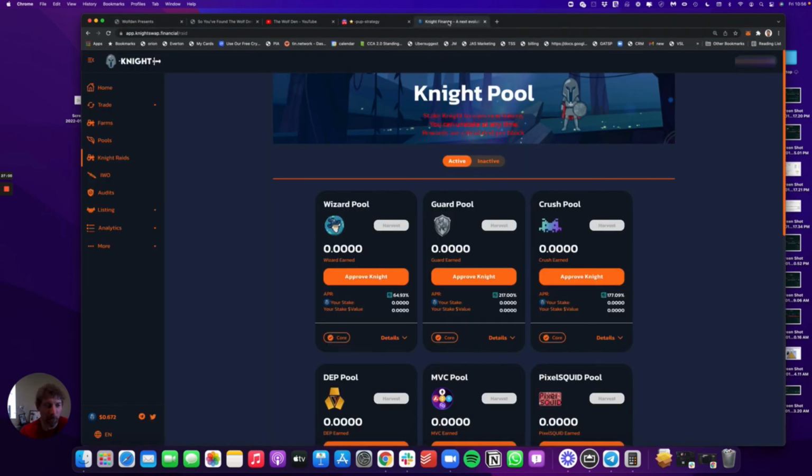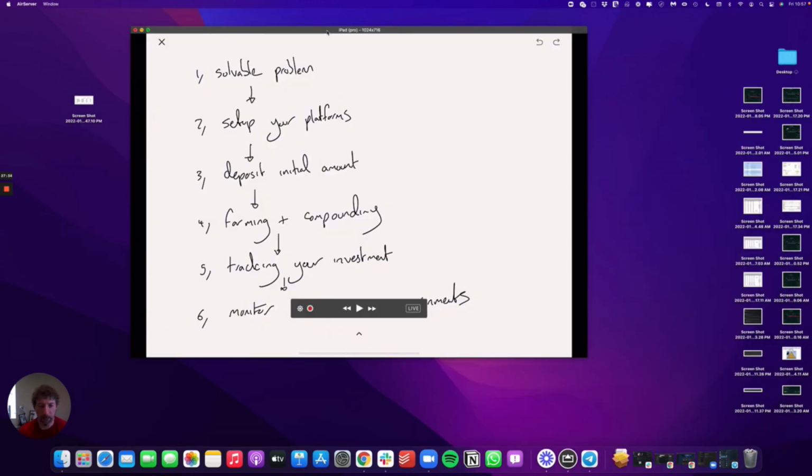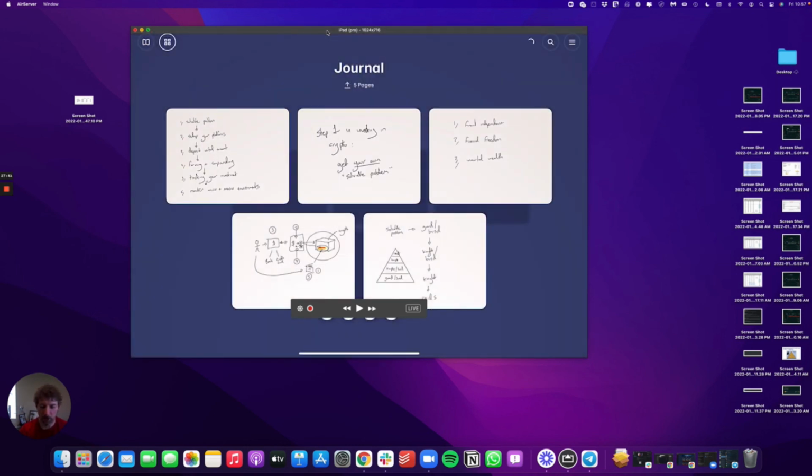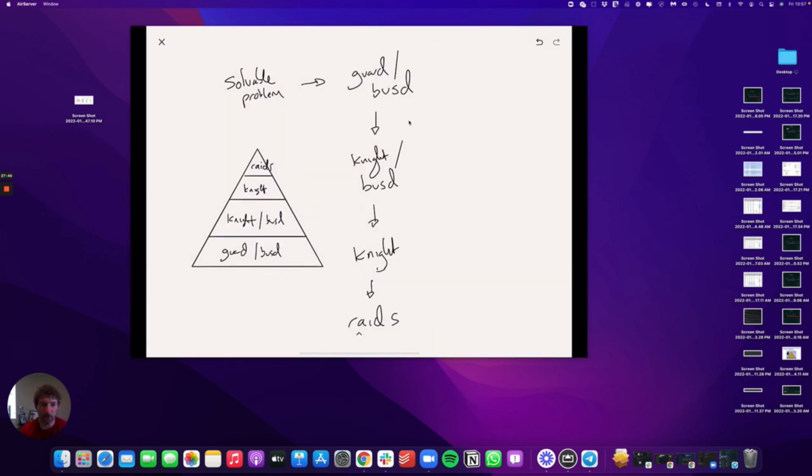Any questions, let me know. Otherwise, in the next video, what I'm going to do is show you, let me just pull up this. So we've just walked through farming and compounding, okay? But in my next video I'm going to go through this with you. These are different strategies that you can follow. You've just seen Guard BUSD, Night BUSD, Night, and the raids. I'm going to show you how these all come together to help you grow a base.